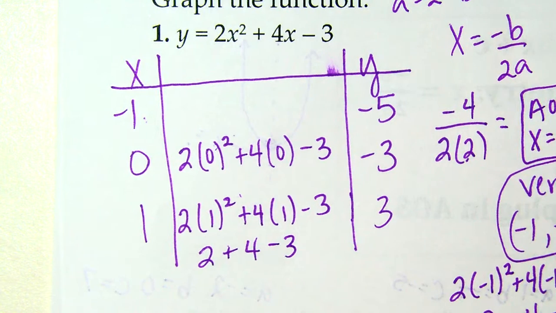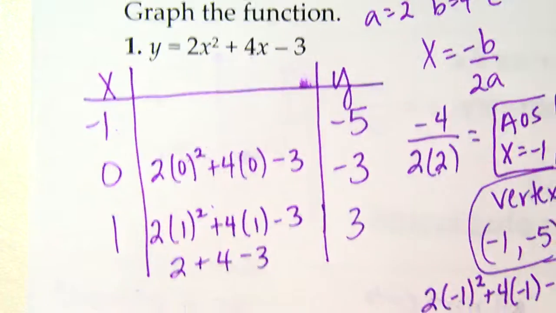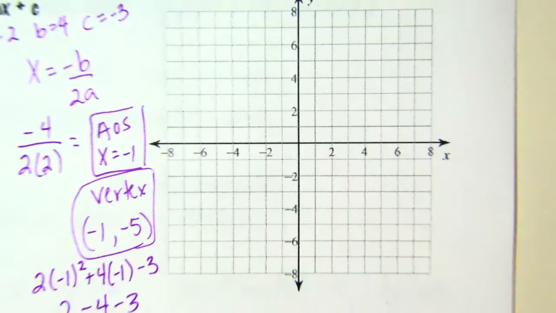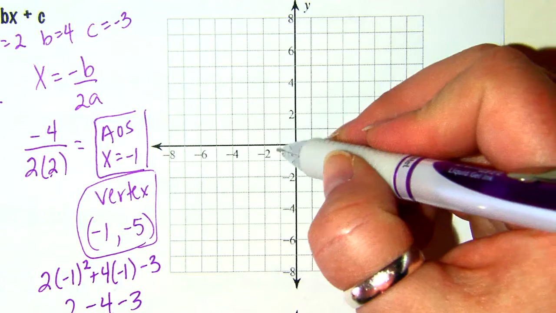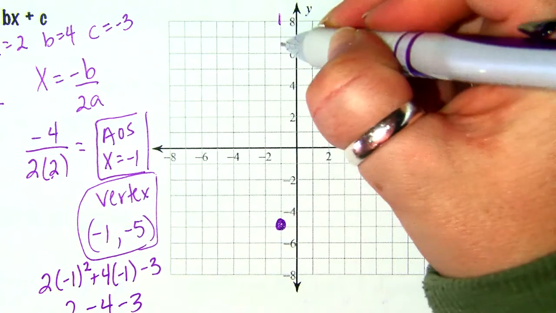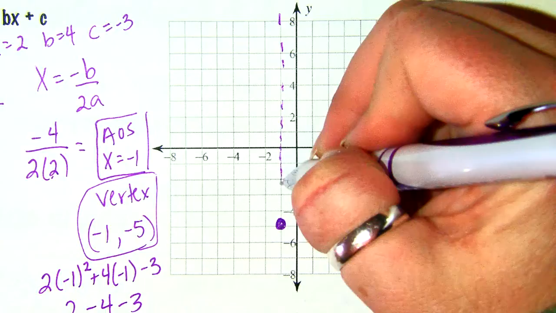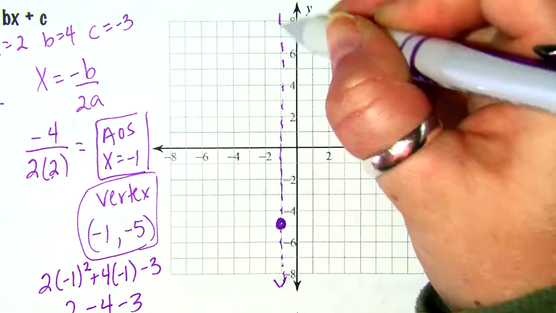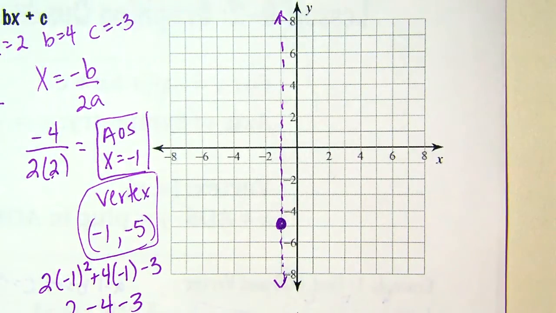Okay, so now we need to plot our vertex and our AOS. So the vertex was at -1, -5. And do not forget, I told you this last week, as soon as you plot the vertex, draw that line. Otherwise, you're going to forget where the middle is and then not know where to reflect. That's why it's very important to have the axis of symmetry, because that's your reflecting spot.